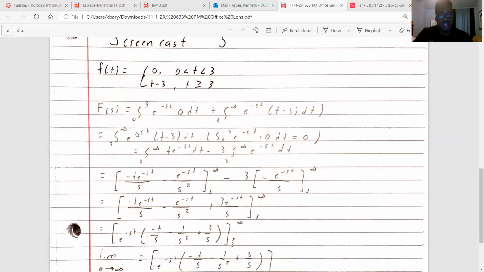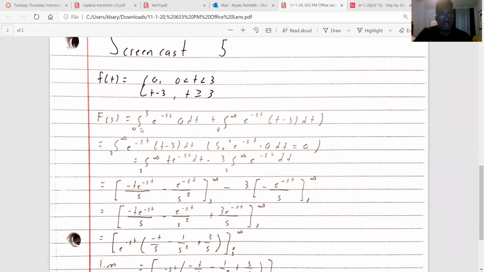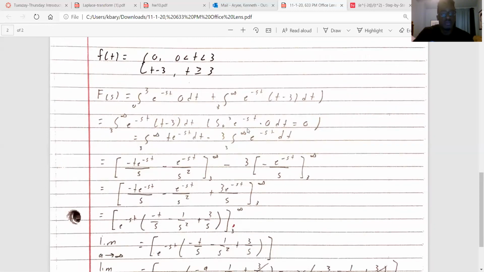And then our limits would be 0 to 3, because that's what we have up here, and for the second half of the piecewise function, it would be 3 to infinity. So that's why we have 0 to 3 here and then 3 to infinity on this side. Like I mentioned before, this whole first part would cancel out and equal 0.